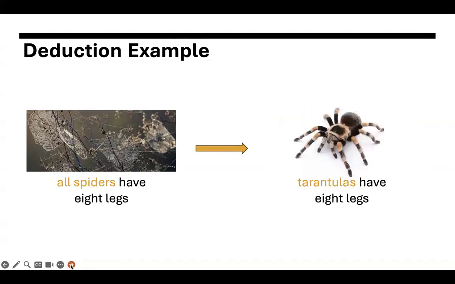Here's another example. We know that all spiders, assuming that they're all healthy, have 8 legs. Tarantulas are a type of spider. We're going to take the general rule that all spiders have 8 legs and apply it to the specific case of tarantulas.